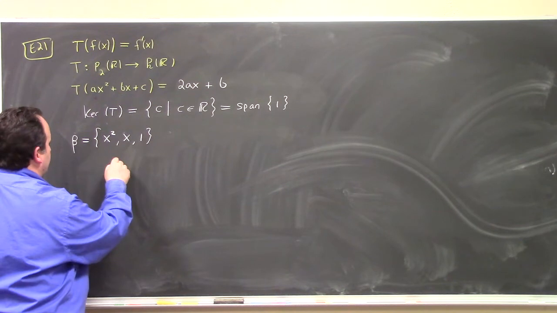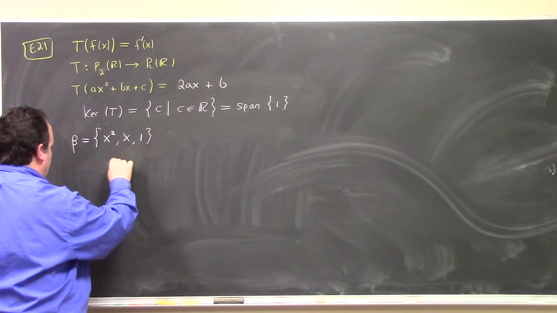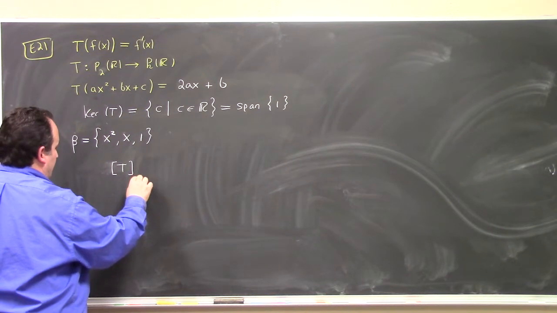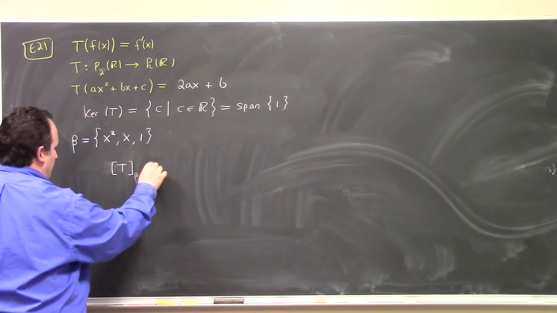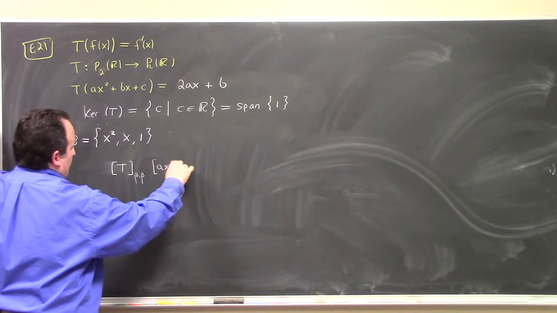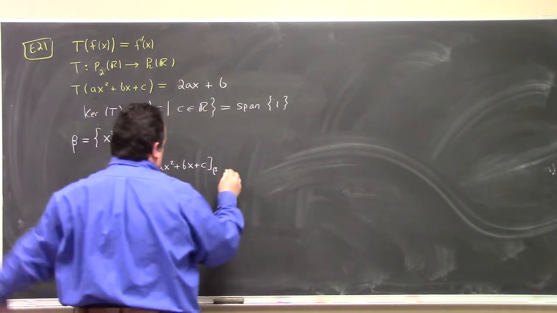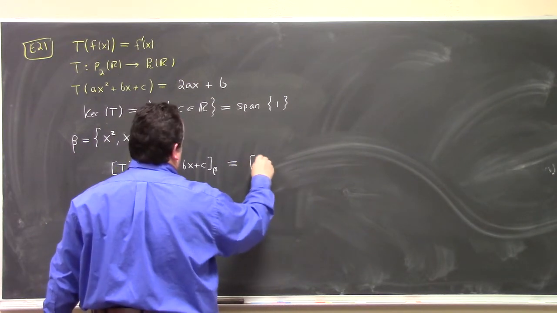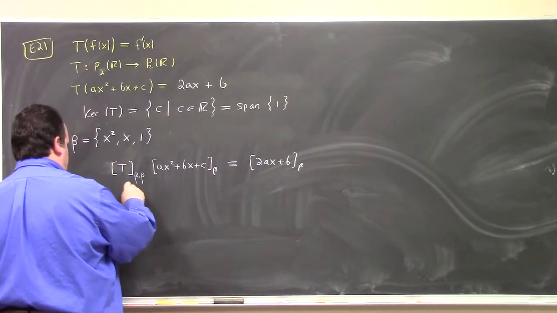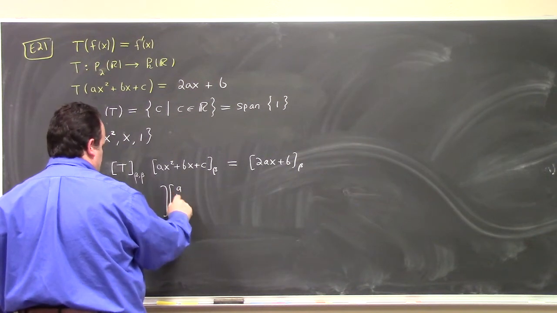Okay, so we have T. I guess I need to remind you of the matrix of T with respect to the beta basis, times the coordinate vector of ax squared plus bx plus c with respect to the beta basis, is equal to this guy. I'm not sure what we put there. This, of course, is a, b, c.